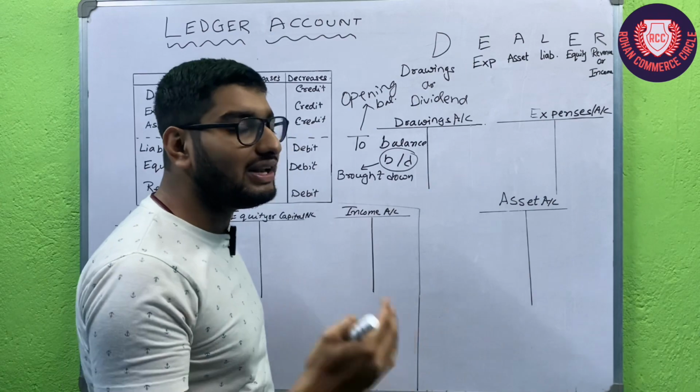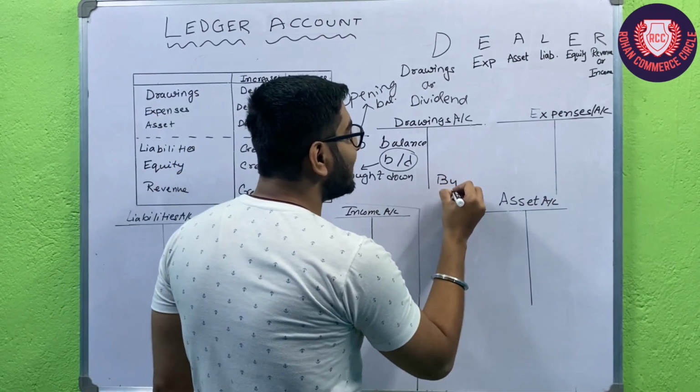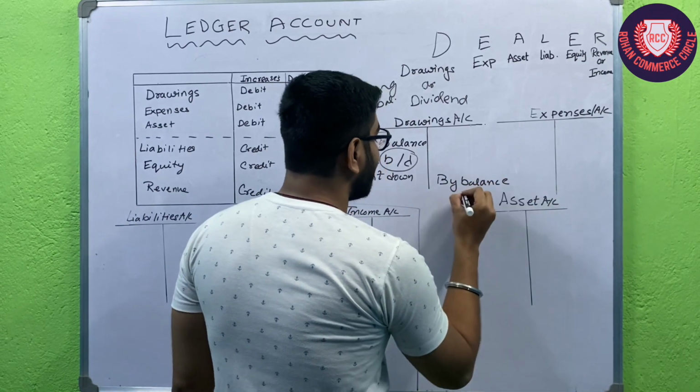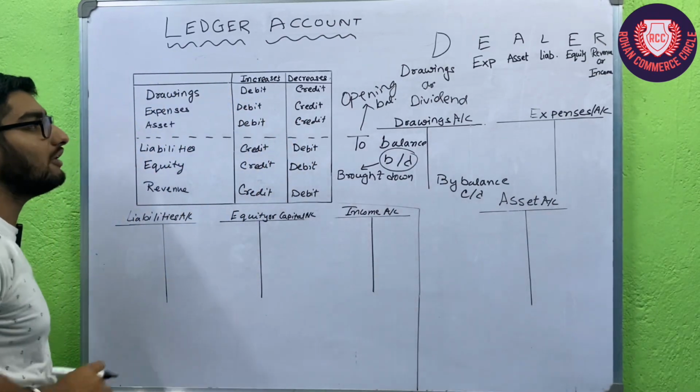And how will we write the closing balance? That will be by balance BD. Okay, by balance CD, not BD, by balance CD. What is CD? CD is carried down.